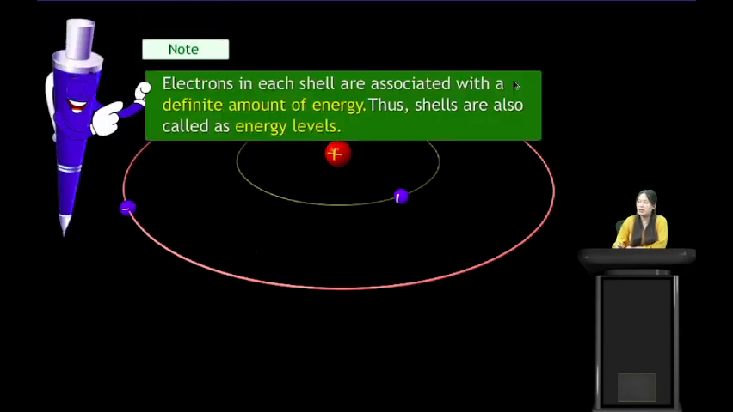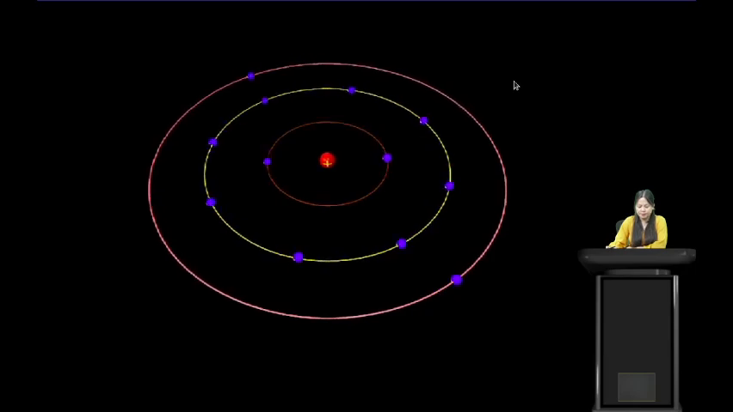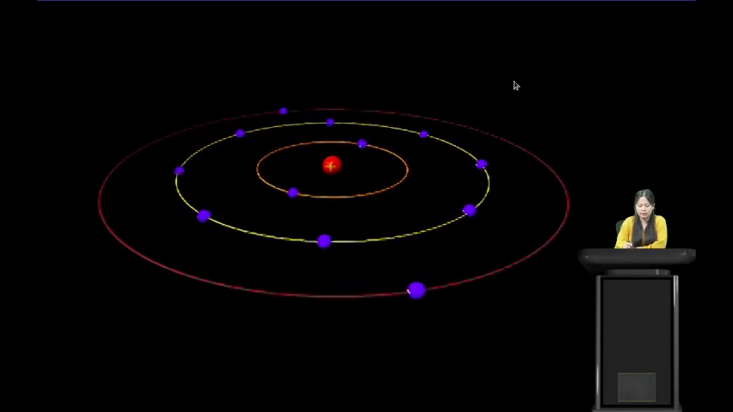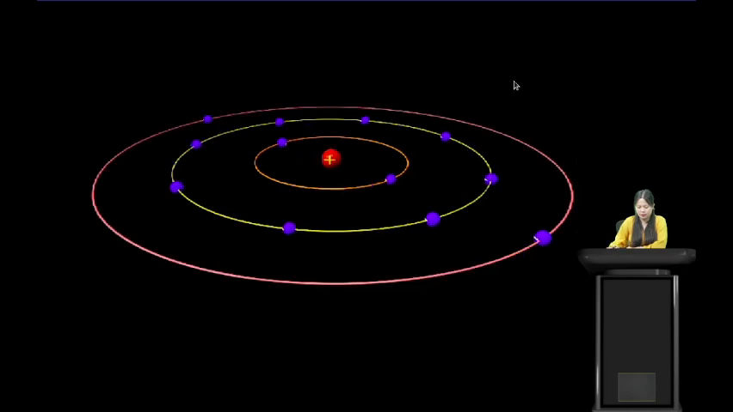We have another point. Electrons in each shell are associated with a definite amount of energy. Thus, shells are also called energy levels. Electrons in this shell and electrons in this shell are associated with a definite amount of energy, and thus these shells are also known as energy levels. So we have the orbits or the shells or energy levels, and here we see electrons revolving around the nucleus in different energy levels. Yes, students.